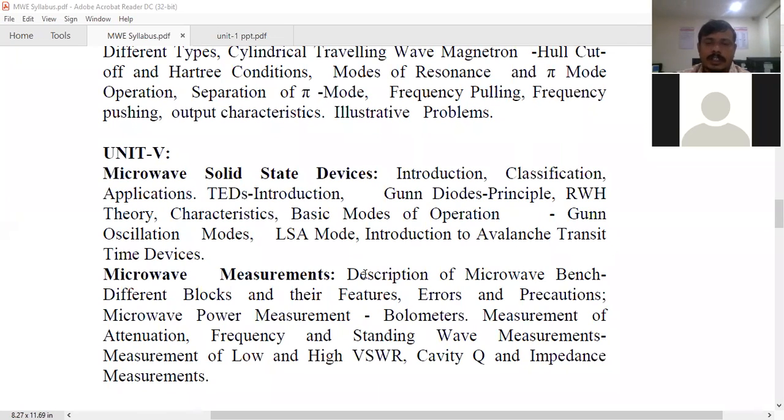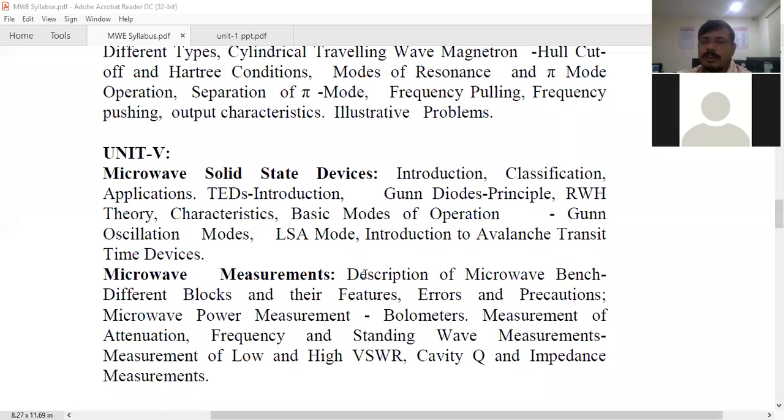Here, the special material or diode you are using is gallium arsenide, in the Gunn diode. In our normal PN junction diode we have germanium and silicon, but here we are using gallium arsenide as the semiconductor to design this Gunn diode. This is one of the microwave sources.